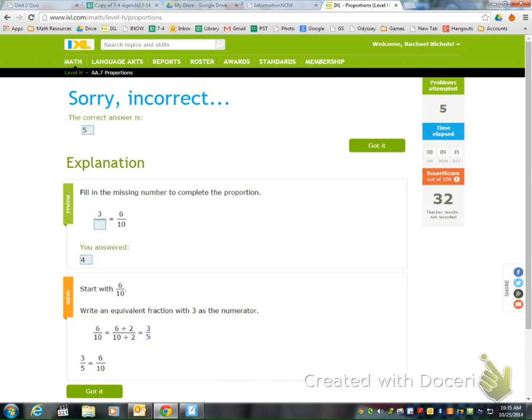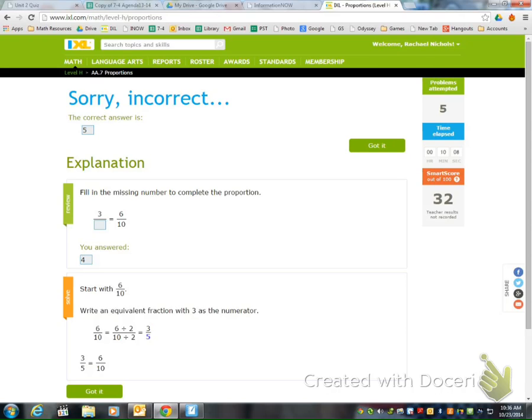Now, here they solve it using an equivalent fraction. They say, okay, 6/10, and if I want the numerator to be 3, I can divide 6 by 2, which gives me 3. And then if I divide 10 by that same 2, that gives me 5. So, don't click got it if you don't got it. Okay? That explanation is there for a reason.